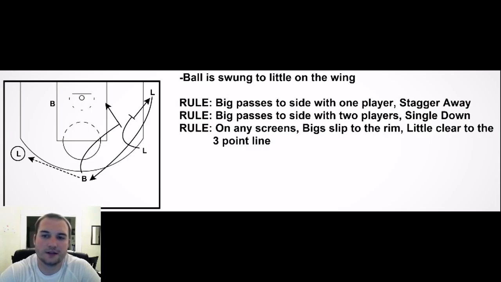Now, the rule here is ball is passed to the side with 1 player, it's a double stagger away. Ball is passed to the side with 2 players, it's a single away, single down. And then on any screens on the perimeter, if a big must slip and find the rim, littles must clear the 3-point line quickly. And that allows no help or no switching to occur.